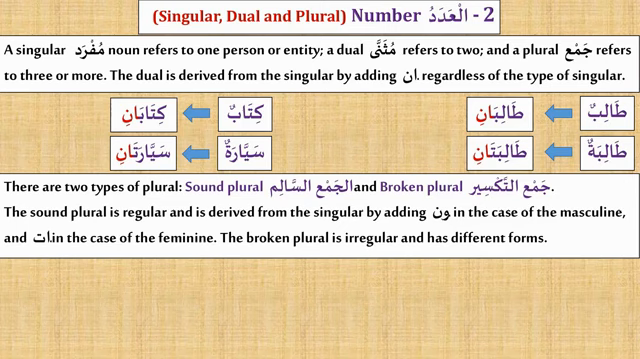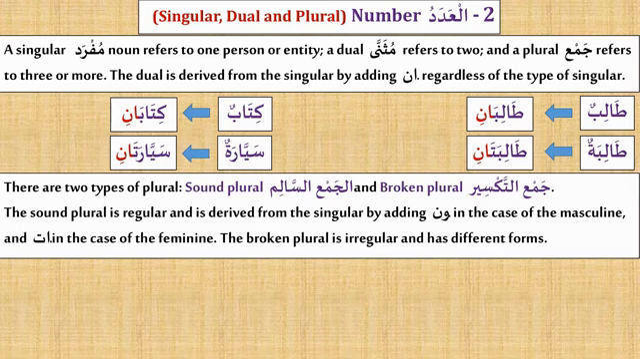The sound plural is regular and is derived from the singular by adding waw and noon in the case of masculine, and it sounds like un. And alif ta in the case of feminine, it sounds like at. For masculine, un, waw noon, and for feminine, alif and ta, at. The broken plural is irregular and has different forms. There's no one rule to form a broken plural.